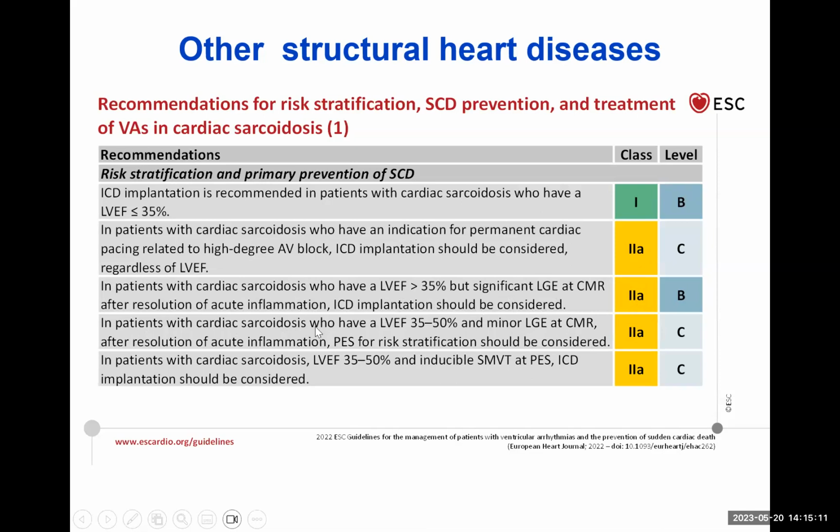It's a 2A indication. Patients with sarcoidosis, ejection fraction 35 to 50, and minor late gadolinium enhancement: programmed electrical stimulation is a class 2A indication. Patients with ejection fraction 35 to 50 with sarcoidosis with inducible sustained monomorphic VT, an ICD is a 2A indication.